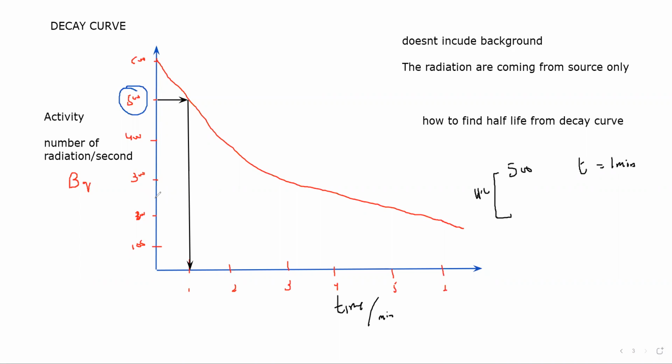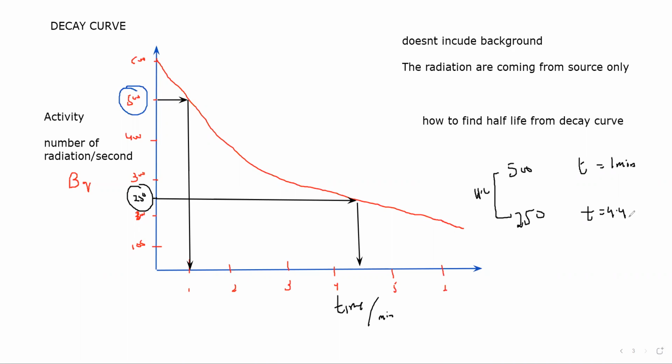So I will find 250 on the graph, which is half of 500, and draw a line and find the time. For example, when it's 250, say this is about 4.4 or 4.5. So the time is equal to 4.4.